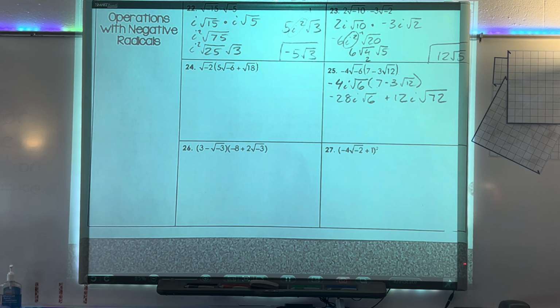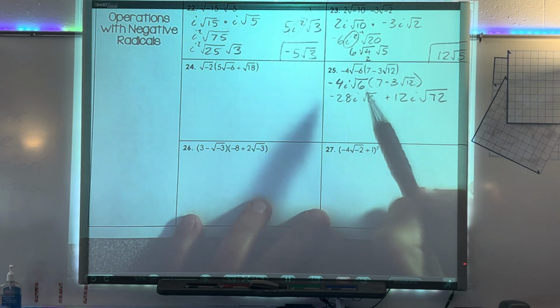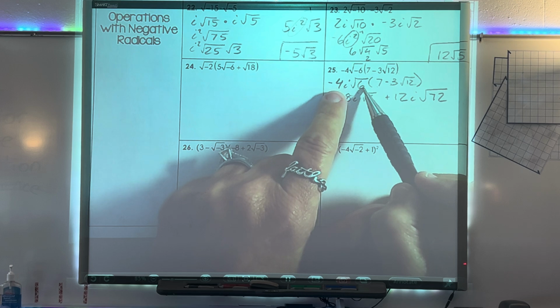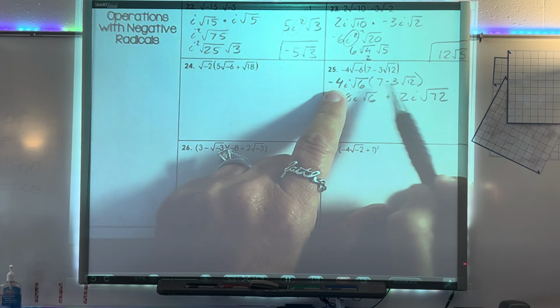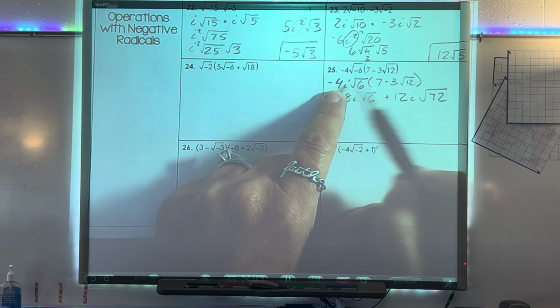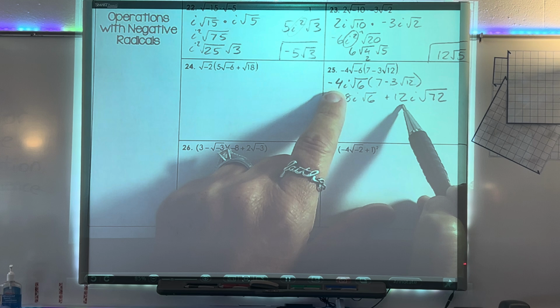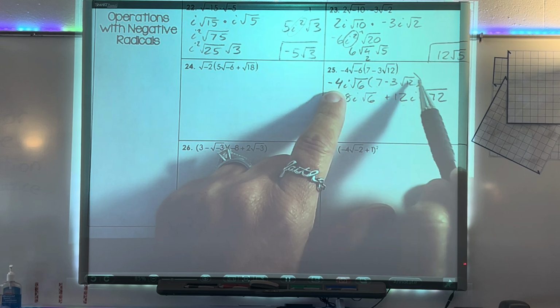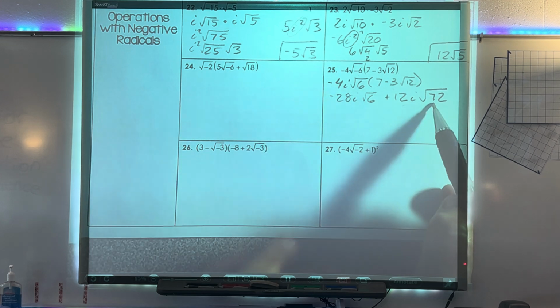Y'all okay there? Wait, what'd you just do? I multiplied this right here, negative 4I square root of 6, times negative 3 square root of 12. Oh, okay. So I multiplied the negative 4I with the negative 3, got positive 12I, and then the 6 with the 12 there. Does that make sense? Okay, which gave me 72.